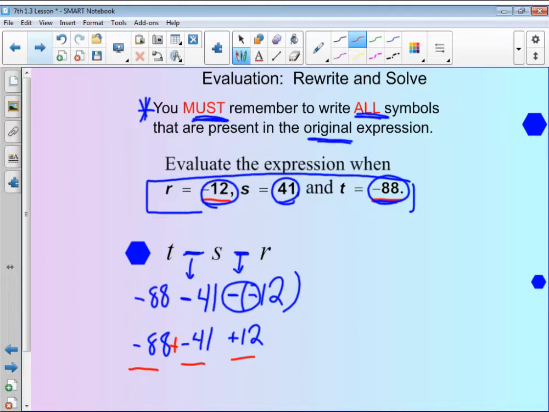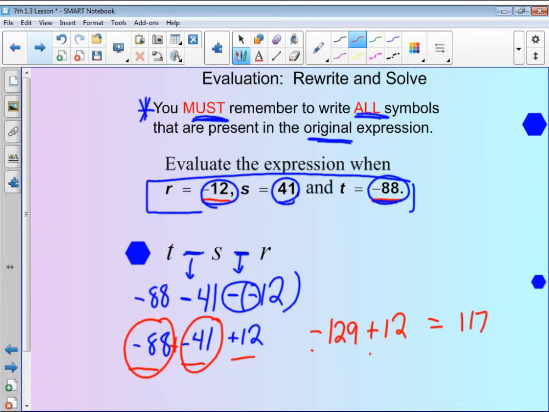So when I look at it, I say, hey, these both have a negative sign. So I'm going to chunk them together. Same symbol, find the sum. So 88 plus 41 gives me 129. Now they both have a negative sign. Same symbol, find the sum, apply the same symbol. So that's negative 129 plus 12 now. Different symbols, find the difference. So 129 minus 12 gives me 117 for the digit.